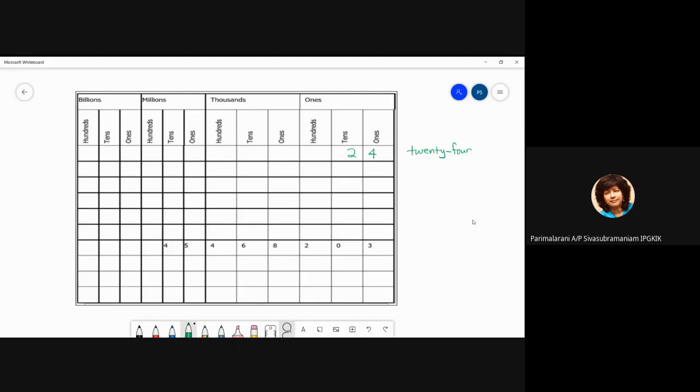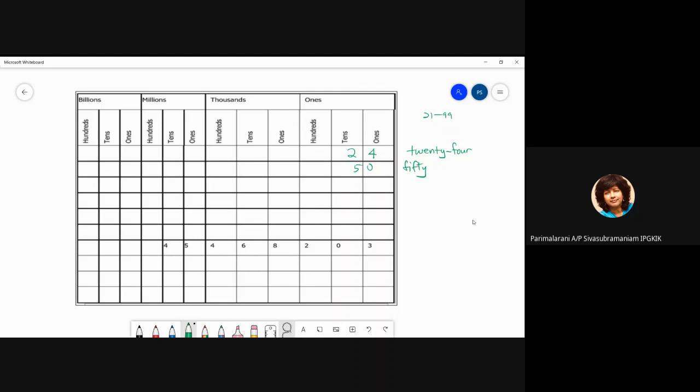So 24 is written with a hyphen. All numbers between 21 and 99, when we write them, we always use a hyphen. 36 is written with a hyphen, 54 is with a hyphen, and so on. All numbers between 21 and 99 are written with a hyphen, unless they end with 0, like 50, then there's no hyphen.